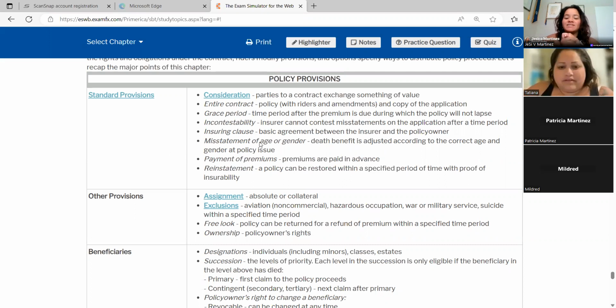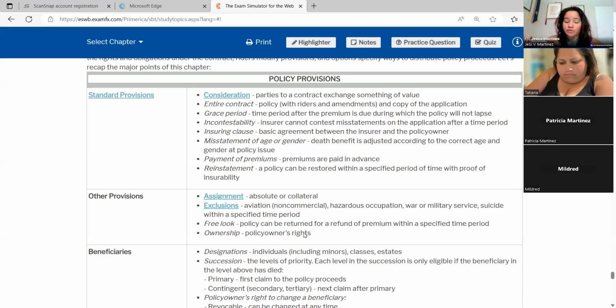Yes. The insuring clause is a basic agreement between the insurer and the policy owner. Misstatement of age or gender, death benefit is adjusted according to the correct age and gender of the policy issue. Payment of premiums, premiums are paid in advance. Reinstatement, a policy can be restored within a specified period of time with proof of insurability, that is normally 3 years. Other provisions, assignments, they can be absolute or collateral. That's when you transfer the ownership rights of the policy. Exclusion, that's what will happen for the policy not to pay.